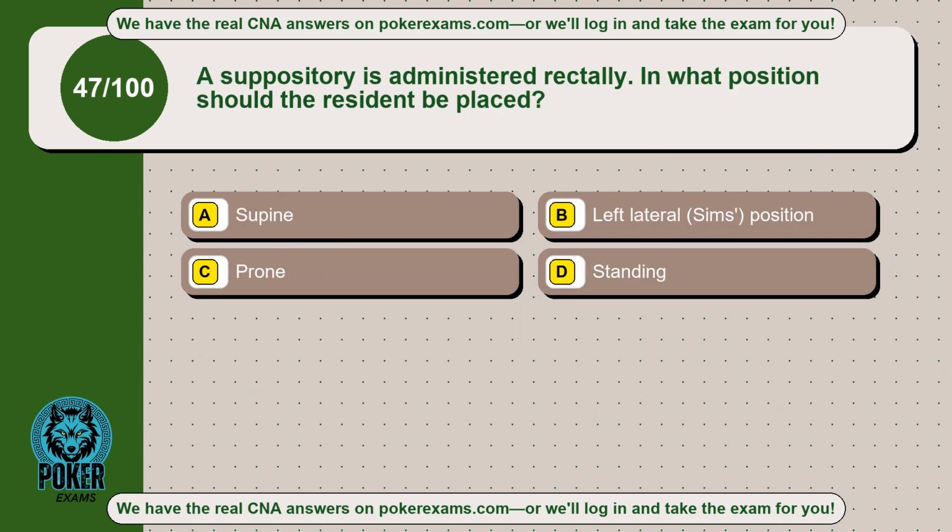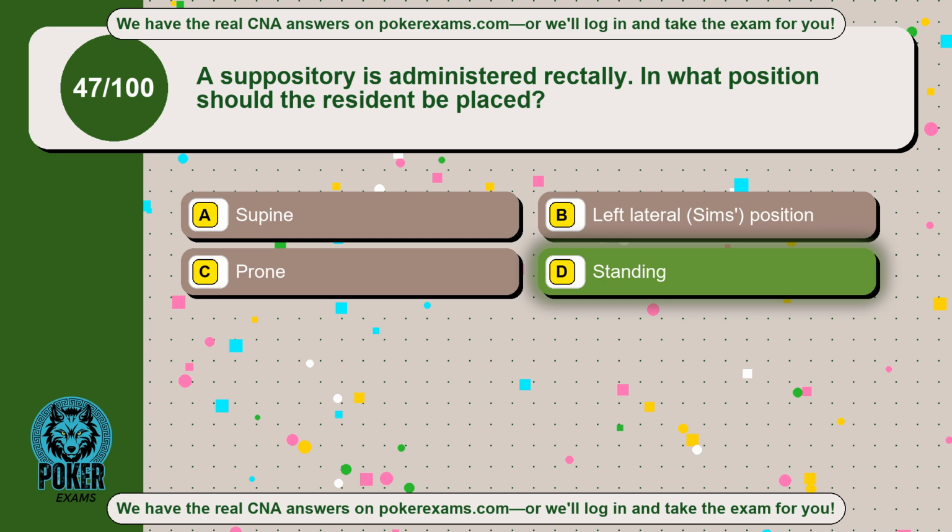Question 47. A suppository is administered rectally. In what position should the resident be placed? Option A. Supine. Option B. Left lateral, Sims, position. Option C. Prone. Option D. Standing. The correct answer is option D.